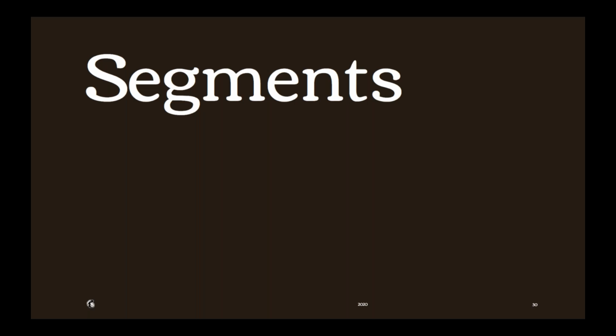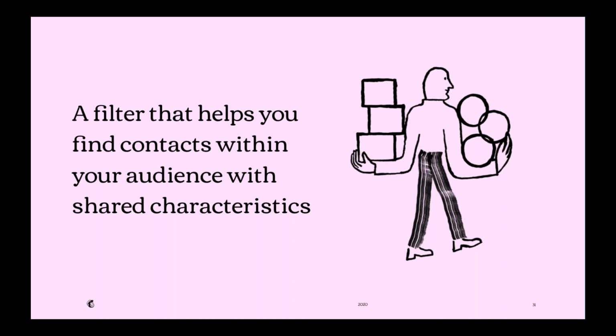Let's wrap up our audience organizational tools by talking about segments. A segment is a filter that helps you find contacts within your audience with shared characteristics. When you create a segment, you set conditions to filter contacts based on the information that's available within your audience. Each segment can include up to 5 conditions. Marketers often sort people according to factors like their demographics, their behavior, and where they are in their buyer's journey. What strategy you use to segment your audience depends on the product or service you're delivering.